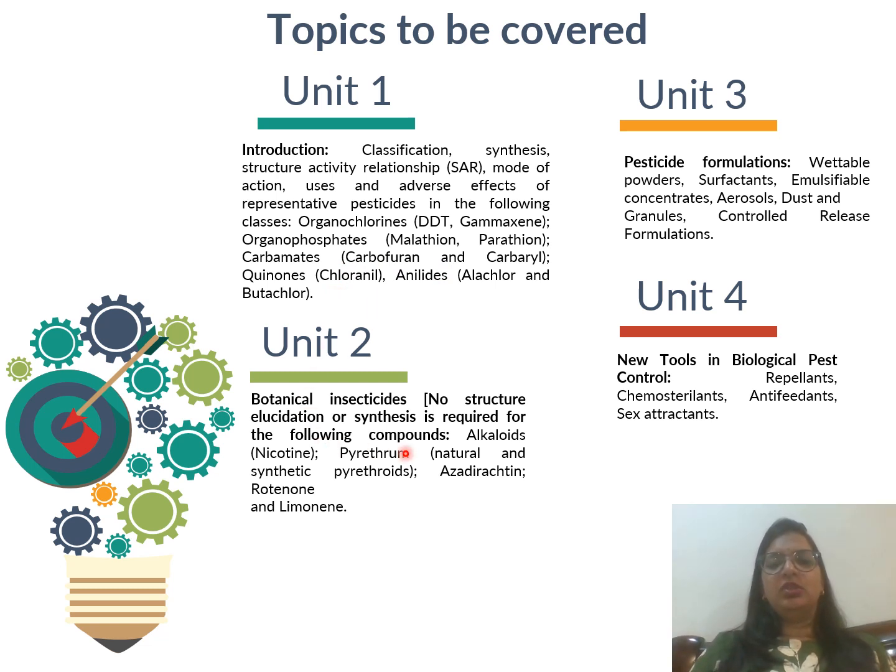Unit number 2 will tell us about the botanical insecticides, where we will be able to understand the structures of some botanical insecticides like alkaloids, pyrethroids, azadirachtin, rotenone, and limonene. Unit number 3, which is very interesting, will tell us about pesticide formulation, where we will get to know about the various formulations of pesticides based upon their characteristics, their states, or their nature.